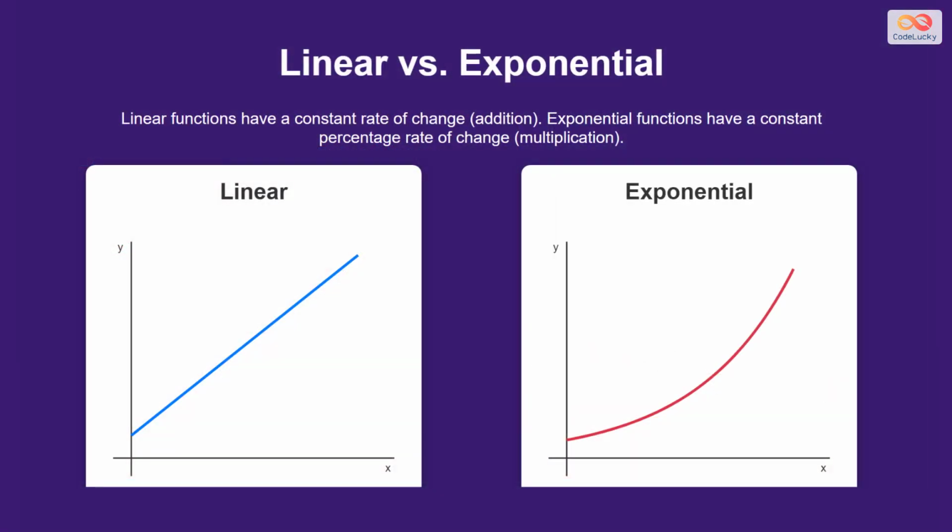It's crucial to distinguish between linear and exponential functions. Linear functions change by a constant amount with each step. This is an additive change. Exponential functions, however, change by a constant percentage or factor. This is a multiplicative change. While a linear graph is a straight line, an exponential graph is a curve that becomes progressively steeper or flatter.